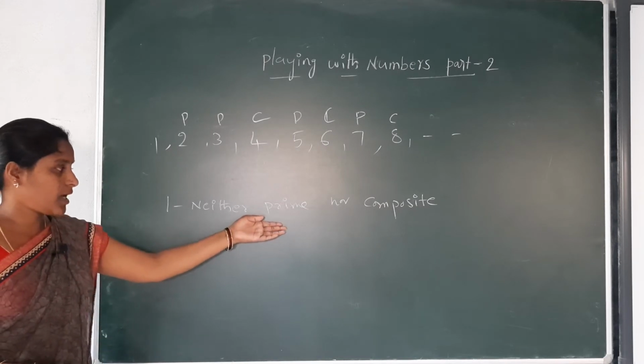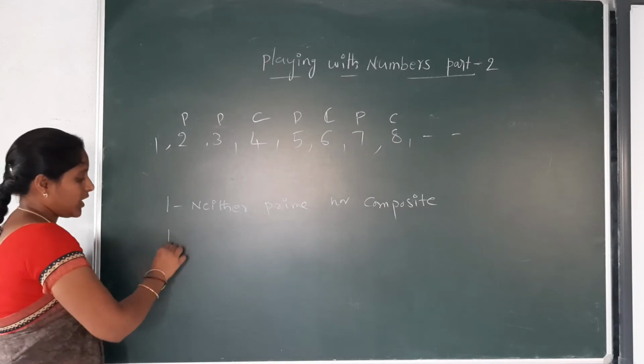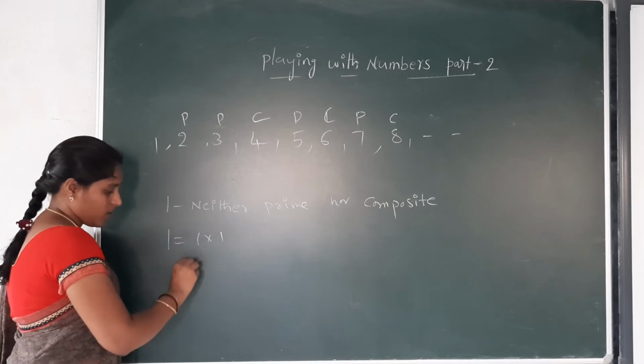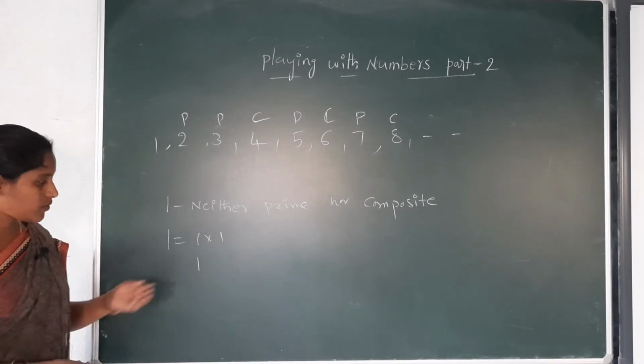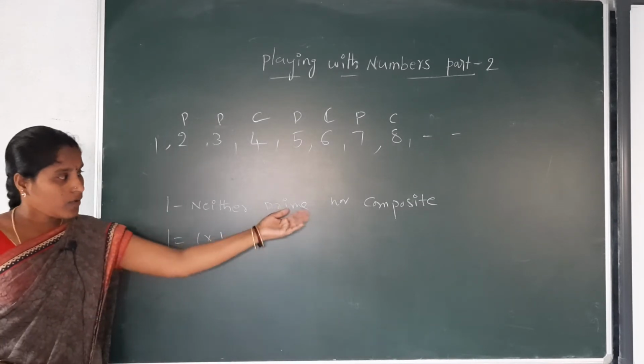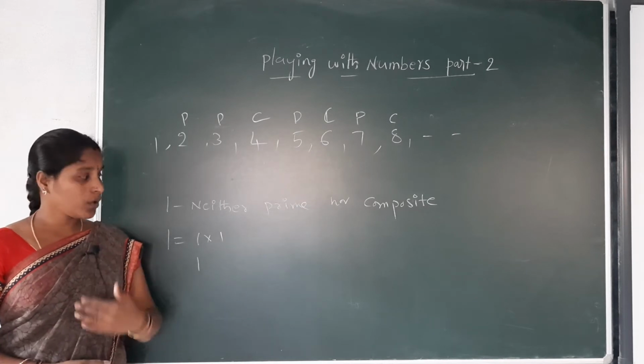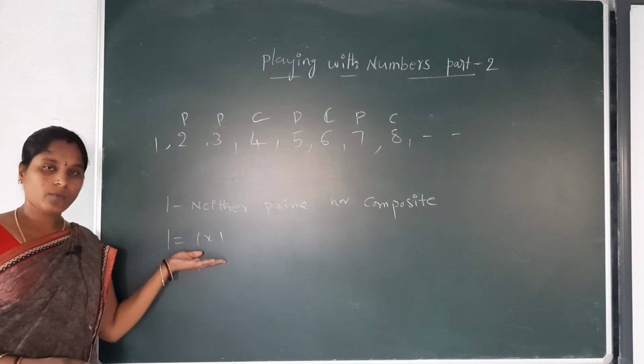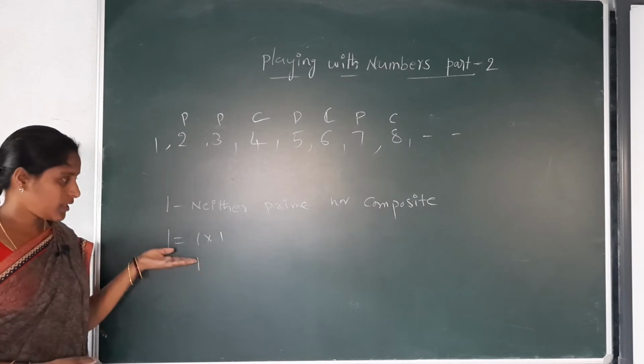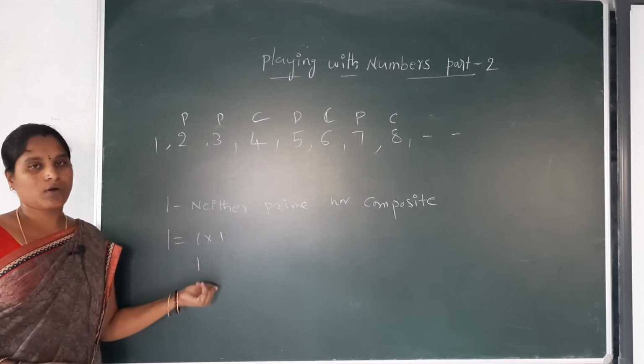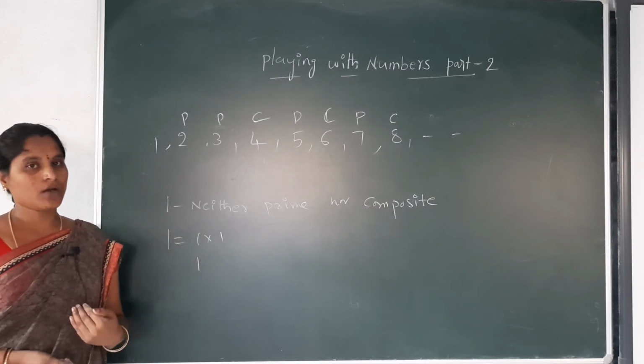What is a prime number? Having 2 factors. But 1 is having only 1 factor, so 1 is not a prime number. What is a composite number? Having more than 2 factors. Is 1 having more than 2 factors here? No. So 1 is neither prime nor composite.